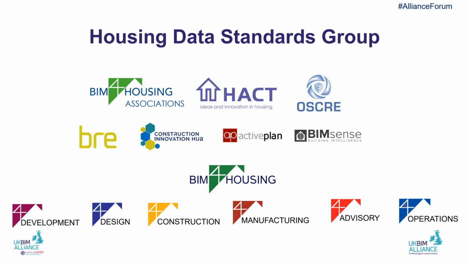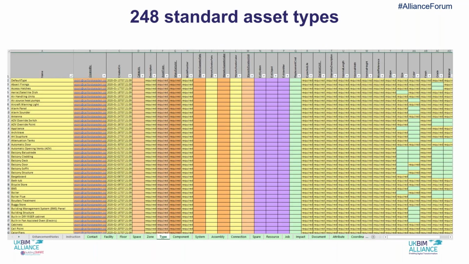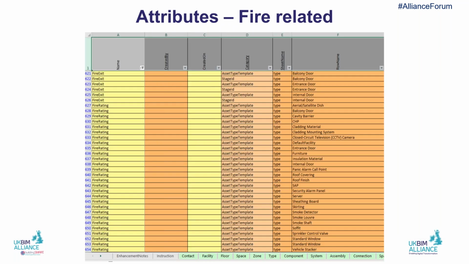So just to give an illustration of that, they've identified 248 standard asset types, which are going to go into the AIR, the standard AIRs that are going to be issued. But when we looked at the attributes that people have been adding, one of the interesting ones is fire-related attributes, particularly in today's context. The only attribute that was being asked for by the housing associations was fire rating. And you might think that's enough, but in fact, MBS Chorus doesn't use the term fire rating at all. It uses fire insulation and fire integrity.